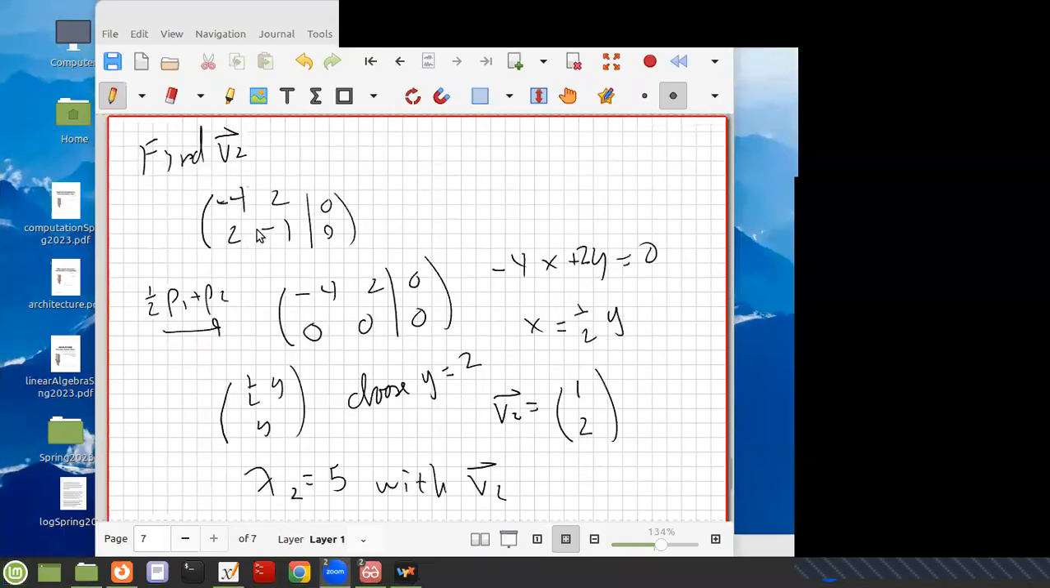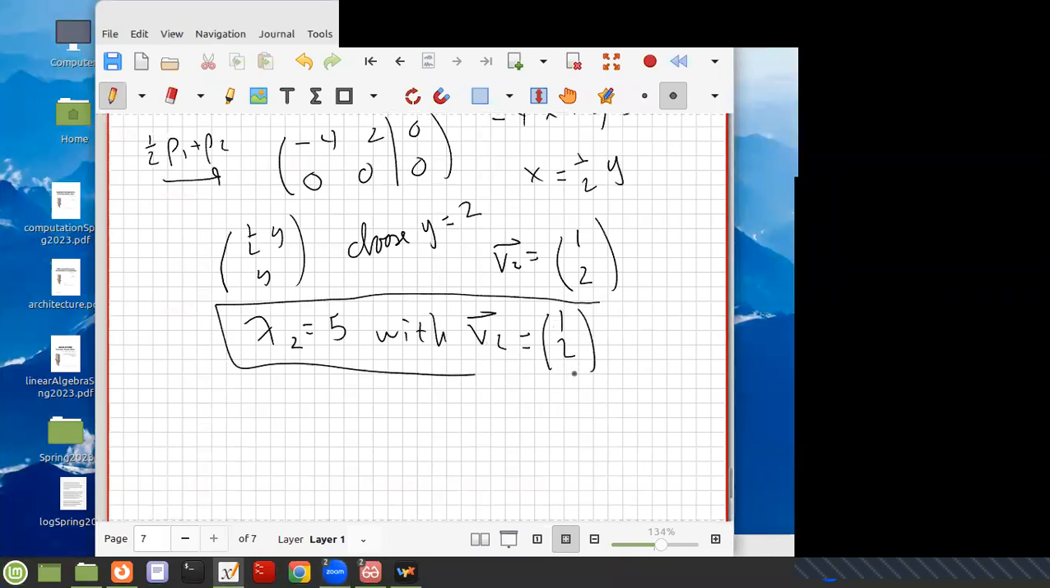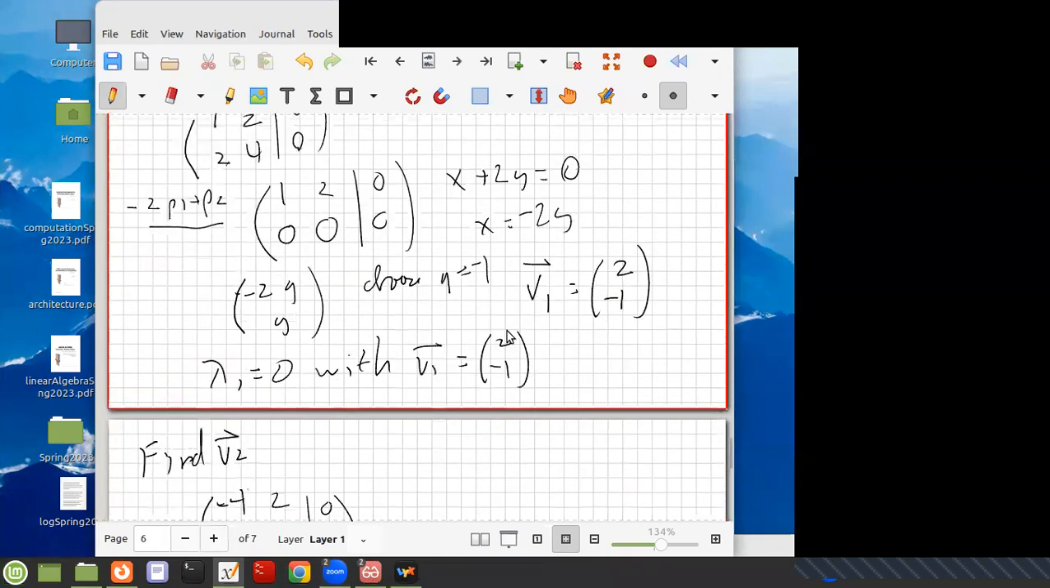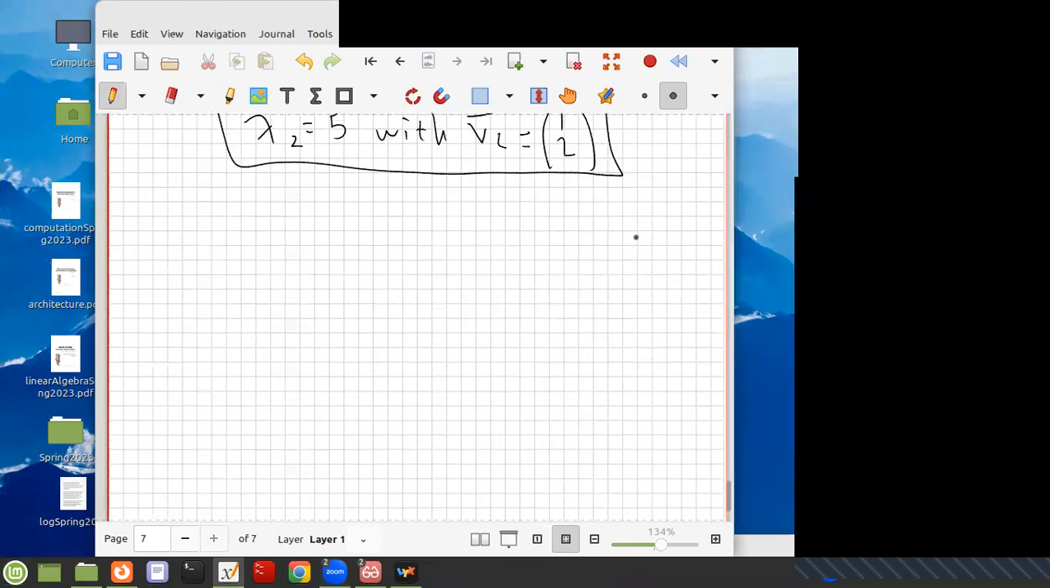Okay, so we're solving for the second eigenvector. We get the augmented matrix, row operation to echelon form, and we choose y equals 2, so we have v2 equals (1, 2). So this result and this result gives us the eigenvectors and eigenvalues. Okay, so now you can go and do, say, a 3x3 example, another example.